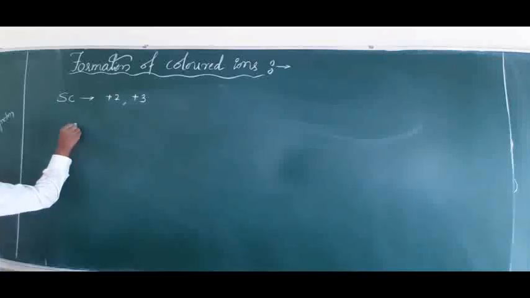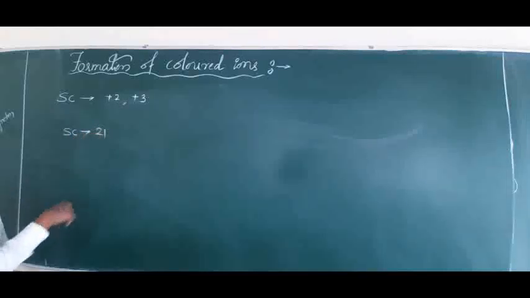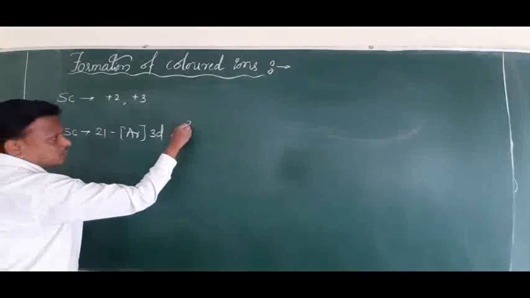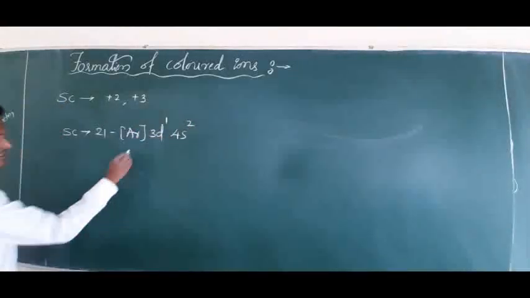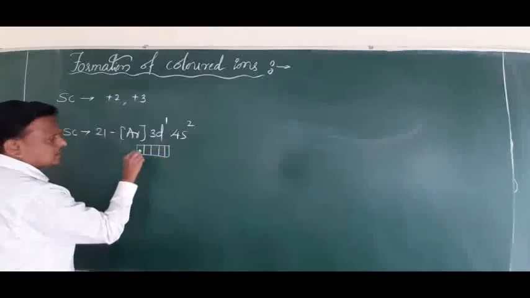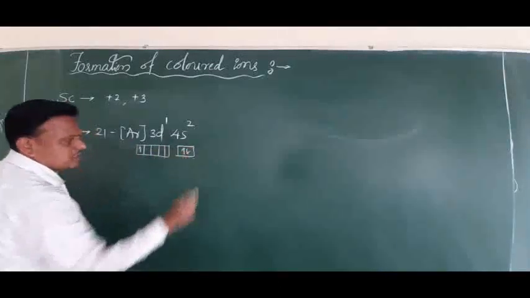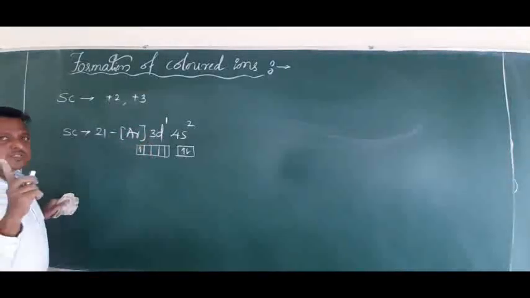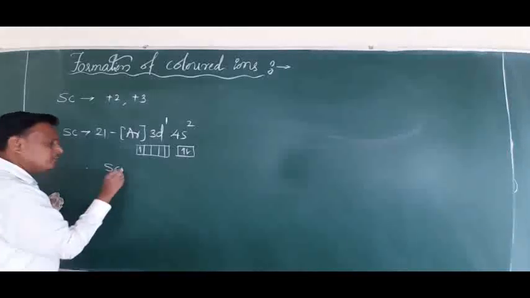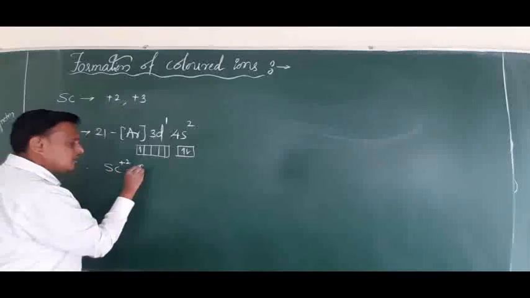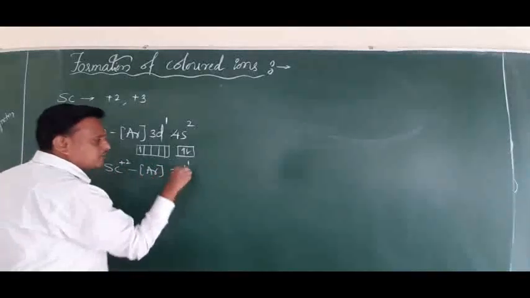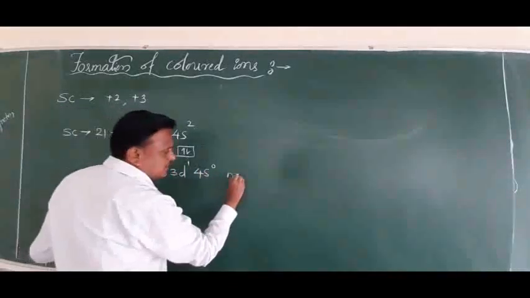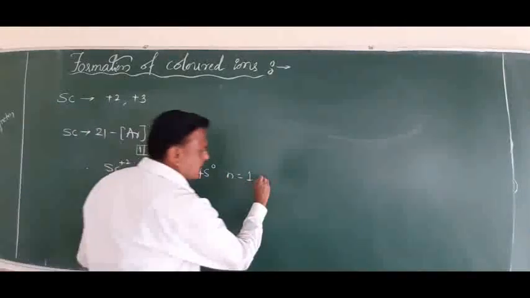Yes, let us begin with the scandium. Atomic number is 21. Electronic configuration argon, 3d1 and 4s2. Here in the d orbital there is only one unpaired electron, and s has 2 electrons. Due to unpaired electrons, keep in your mind, they can show colors. Scandium +2 means loss of 2 electrons, so the configuration is argon, 3d1 and 4s0. Now n stands for 1 unpaired electron. Due to 1 unpaired electron, they are colored.